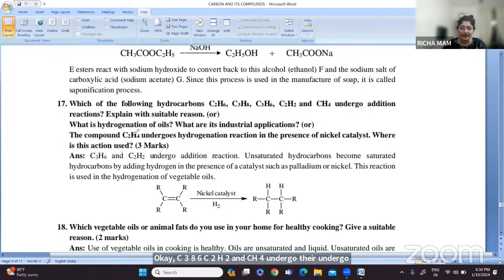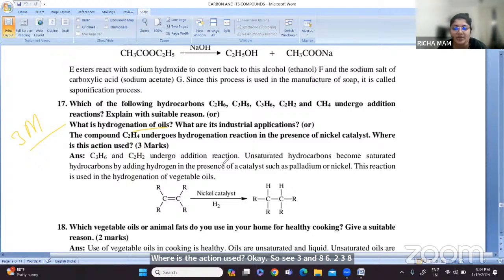Or, what is hydrogenation of oils? What are its industrial applications? That is another way of asking the question. This is for 3 marks. And the compound C2H4 undergoes hydrogenation reaction in the presence of nickel catalyst. Where is the reaction used? C3H6 and C2H2 undergo addition reaction.